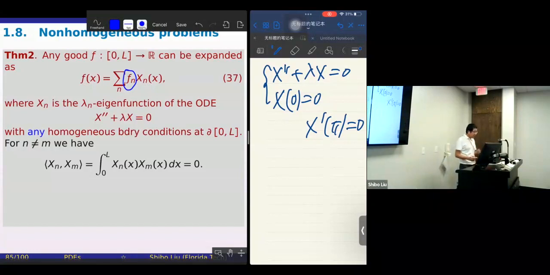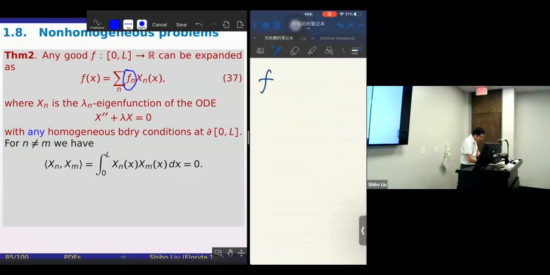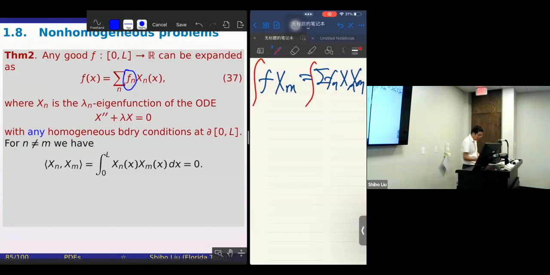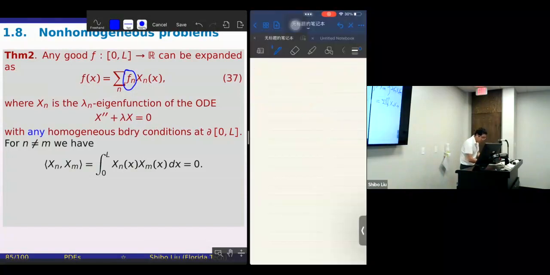To determine this f_n, we simply multiply both sides of the expansion by X_m. So f X_m equals the sum of f_n X_n X_m. Then you take the integral. Then your integral can be switched with the summation. You get the integral of X_n X_m and f_n. f_n can be taken out of the integral because it is a constant, right? Then you get what? Yeah, my writing is awful. Maybe I will write more. So we have f equals the sum of f_n X_n. Then I multiply by X_m. Then I take the integral.